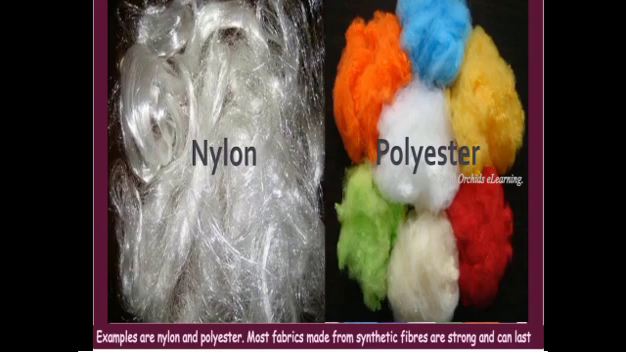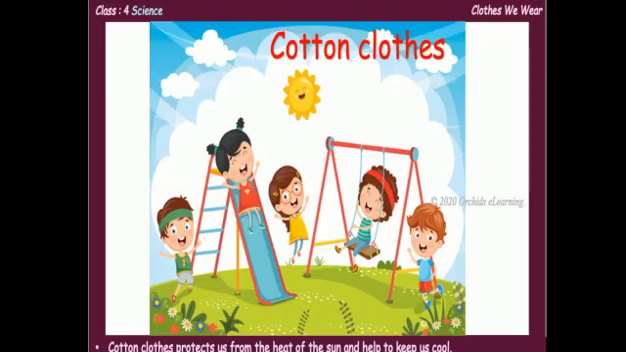Dear students, next one is the clothes we wear. In hot weather, we wear clothes made of cotton. Cotton clothes allow the body heat to escape. Cotton clothes protect us from the heat of the sun and help to keep us cool. Cotton clothes absorb sweat also. White or light color clothes suit the hot weather because they reflect the heat and keep the body cool.